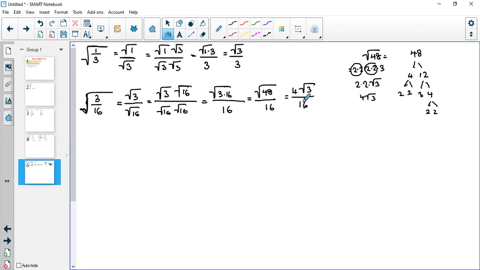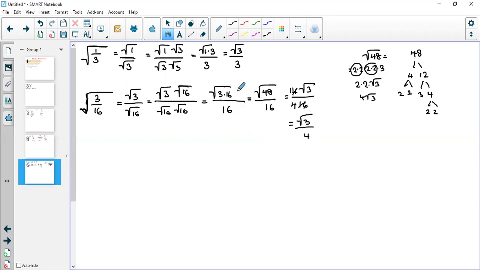Now again, you have a 4 and a 16, which means we could simplify this. So 4 ones are 4 and 4 fours are 16. So the final answer, 1 is not going to do anything. So the root of 3 over 4. Right? This is how you simplify radicals. Or there is another way.